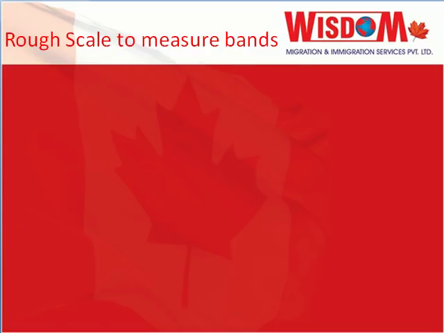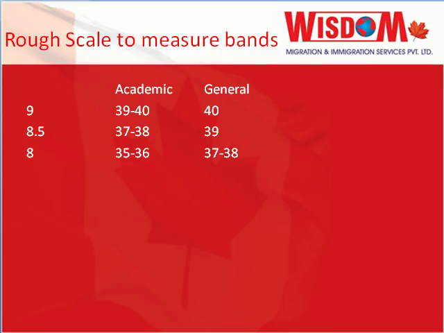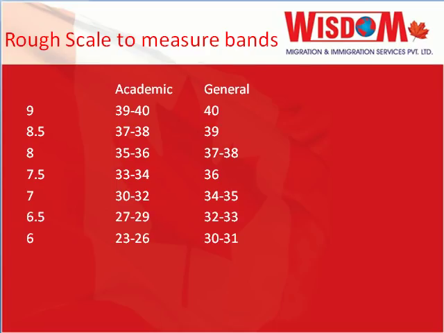Here is a rough idea of how you can measure bands according to your accuracy. So I've listed down the score requirements for academic and general IELTS test. You can see the score needed to attain 9 bands, 8.5 bands, 8 bands, 7.5 bands, 7 bands, 6.5 bands, 6 bands, and 5.5 bands. So in case you want to look at them, I'll give you some time for that.